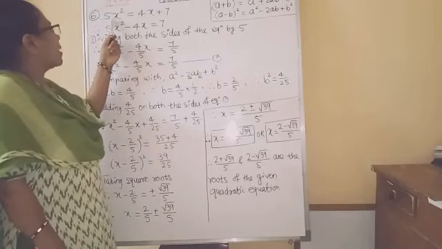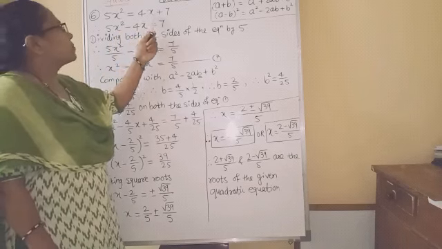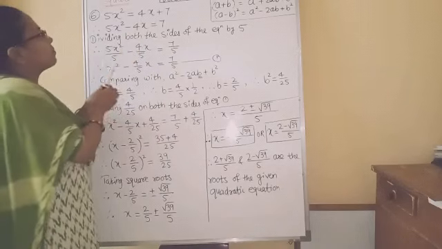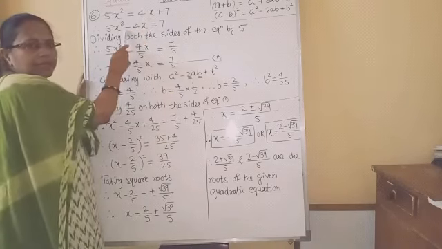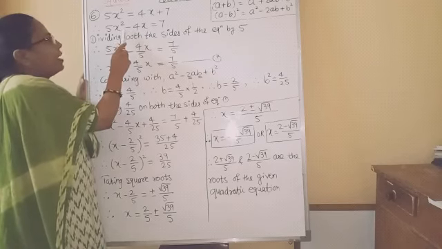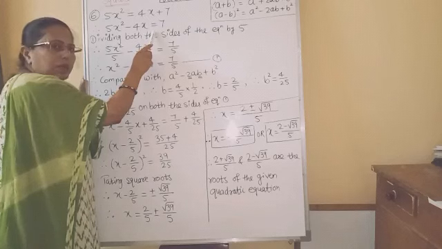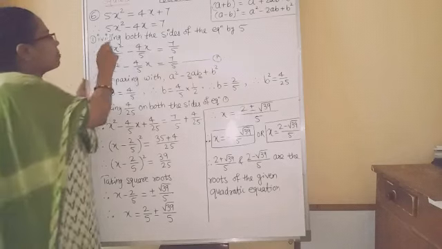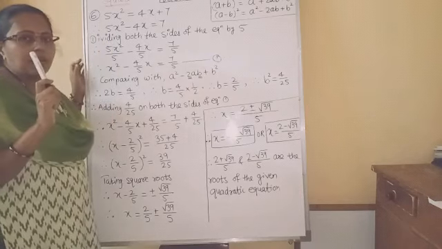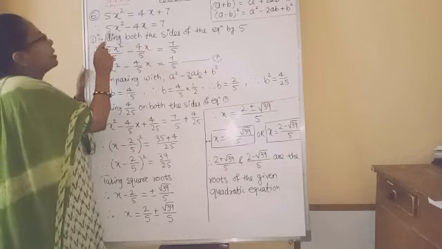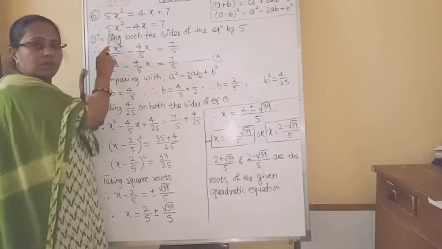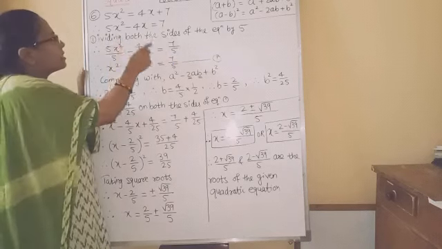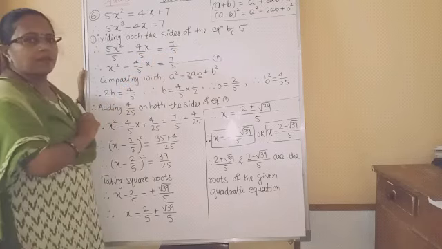Sixth one, 5x square equal to 4x plus 7. Now what we will do? First we will take this 4x on left hand side. So 5x square minus 4x equal to 7. Now as I told you, the first term always should have coefficient 1. And here it has 5. So what we will do? We will divide the equation by 5. So both the sides of the equation we will divide by 5.